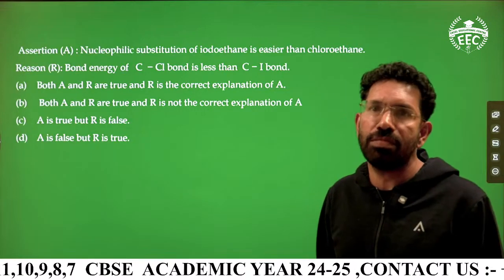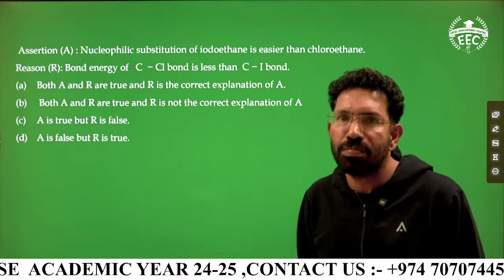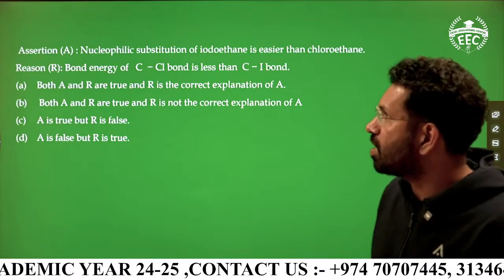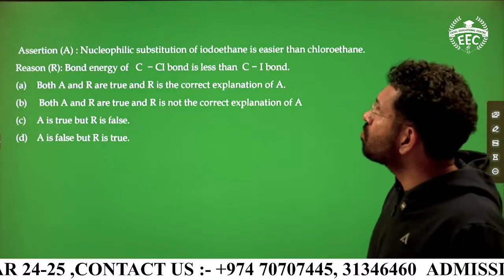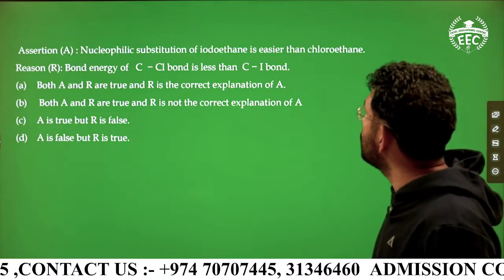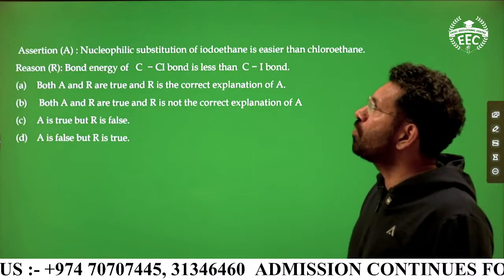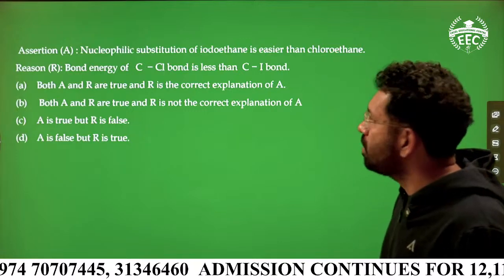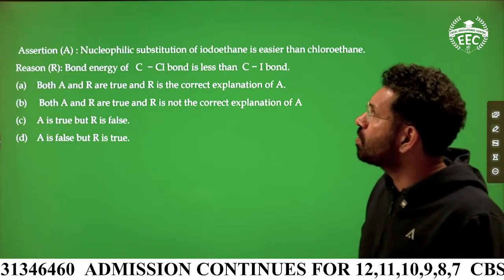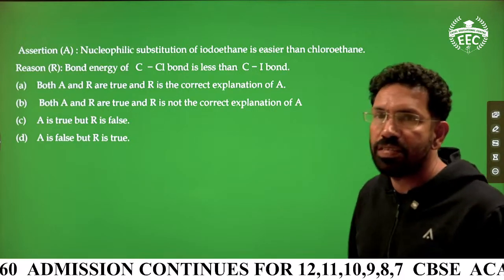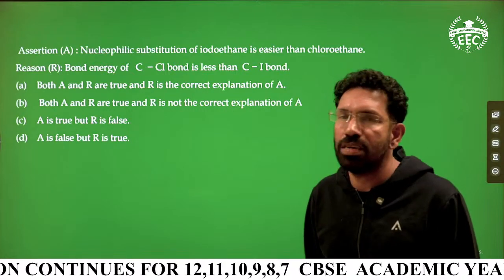Assertion-reason questions we are discussing. Most students make mistakes in assertion-reason questions, so you should know the subject and the concept well, then only you can crack assertion-reason properly. See, we will do this one. Assertion: nucleophilic substitution of iodoethane is easier than chloroethane. Reason: bond energy of the C-Cl bond is less than the C-I bond.